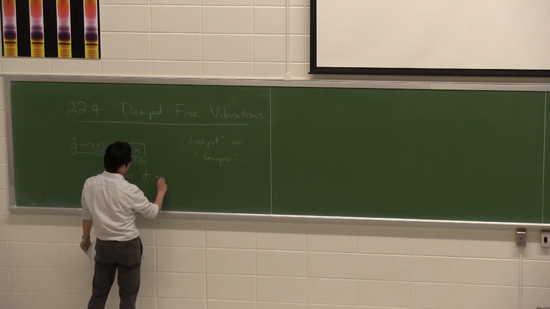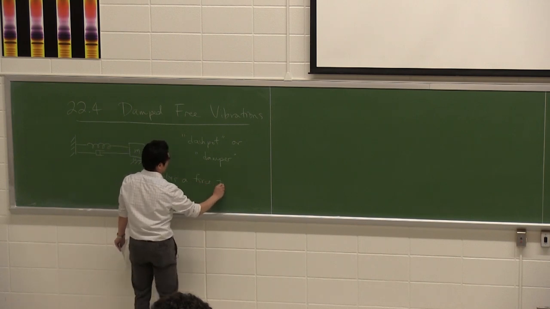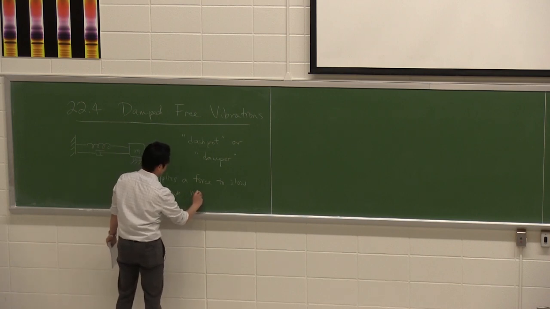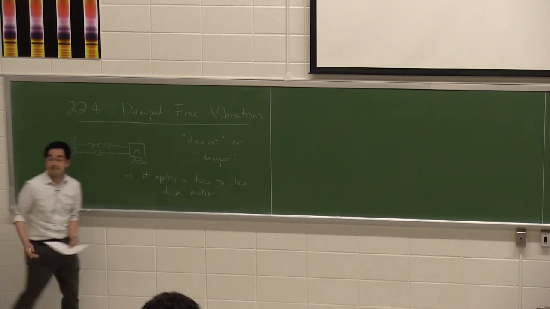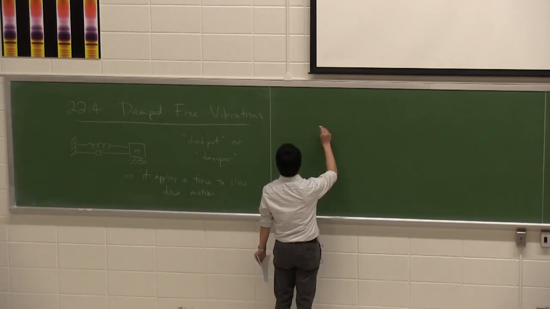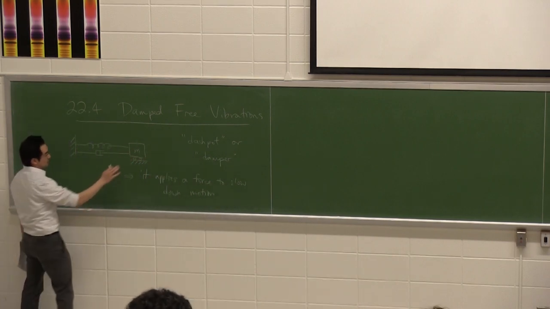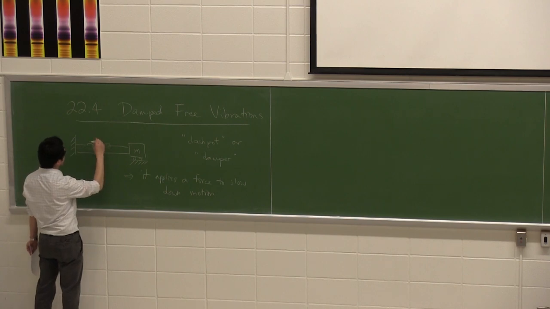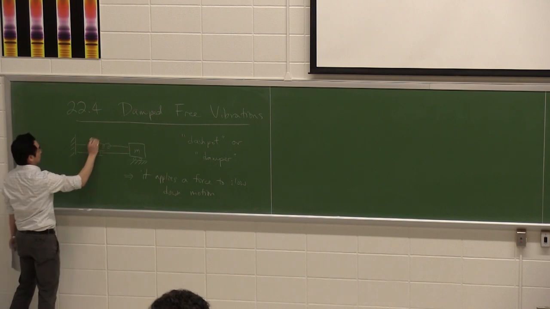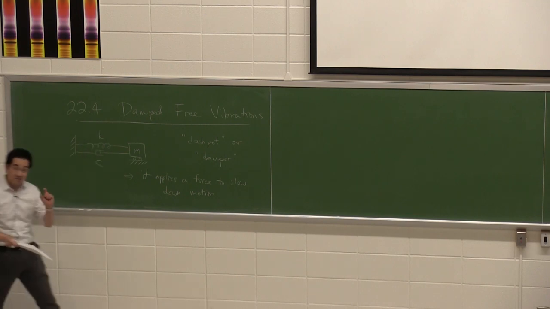It applies a force to slow down motion. Okay. And because of that, you basically get the following. We're going to give the mass the symbol m for its mass in kilograms. Spring is our spring constant k, and so the symbol for our damper is a constant c.